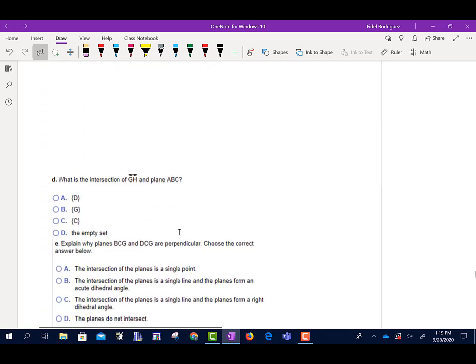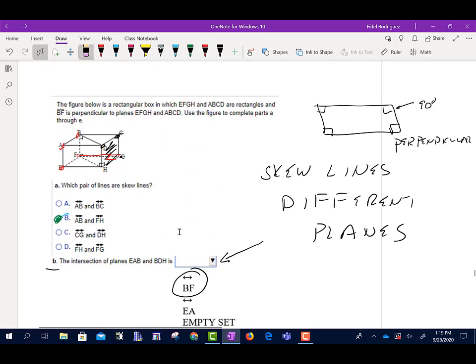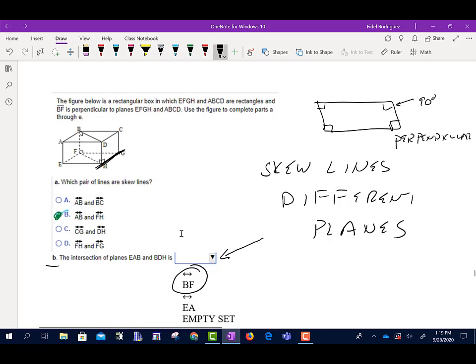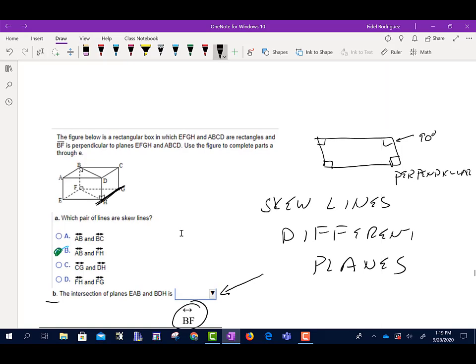All right. Part D says, what is the intersection of line GH and plane ABC? GH and ABC. Okay, so let me scroll back up here. So where is GH? GH is right here. And plane ABC is sort of the top of that box. So they're asking, where do those two pieces intersect? That black line down here and this top of the box.